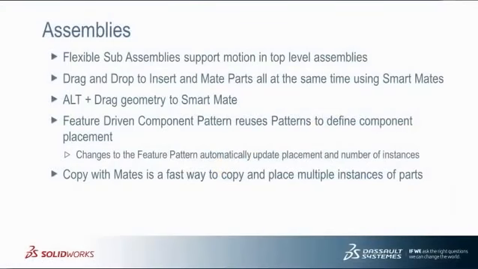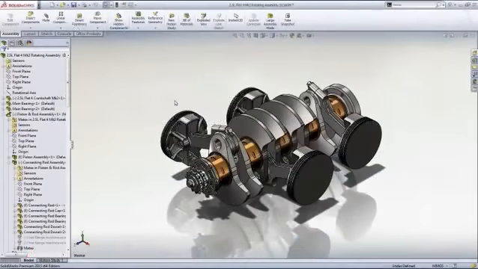Now, I want to get to the drawing tips and tricks, but before we do, let's do another recap. Flexible subassemblies allowed us to reuse the motion of a subassembly in a top-level design. Then, we saw that we can not only drag and drop a part into an assembly, but mate the components at the same time. This was done using Smart Mates, which we learned we can do at any time using the Alt key. We also saw that we can reuse patterns from our parts to locate component patterns in our assembly. And finally, we saw how easy Copy with Mates makes it to place lots of copies of an already mated set of parts. Now, let's finish up by going over some drawing tips and tricks.